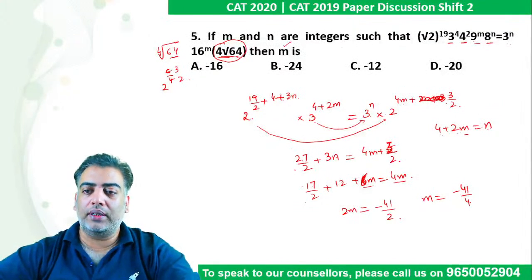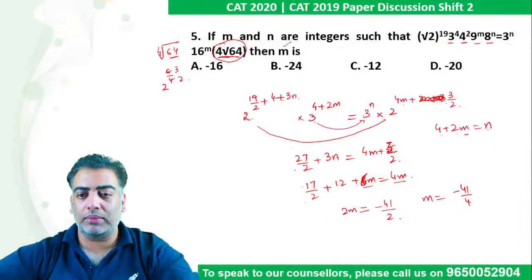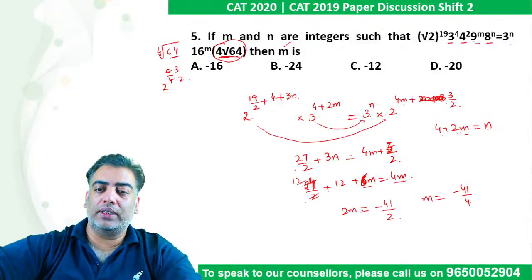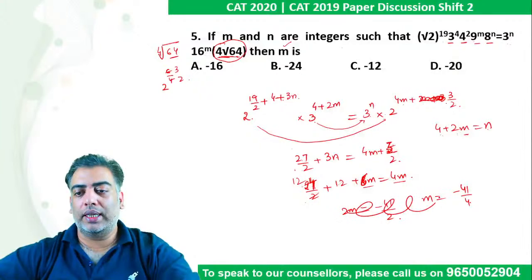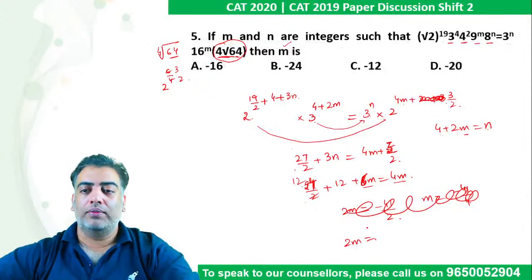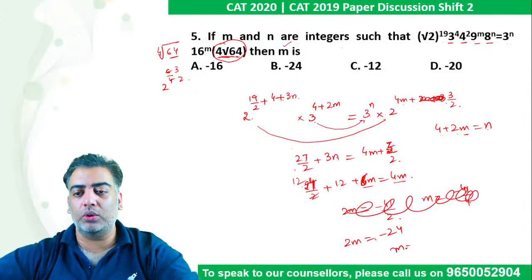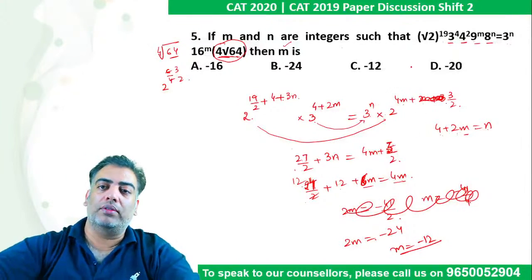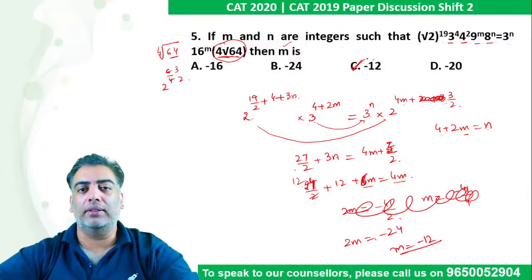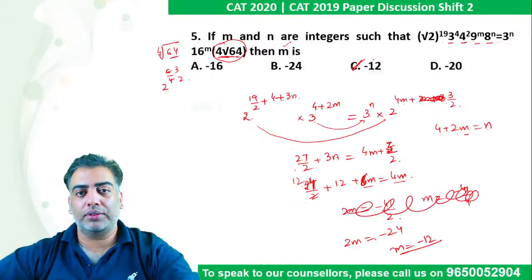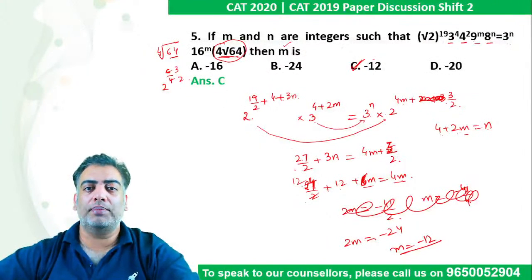So 27 by 2 minus 3 by 2 comes out to be 24 by 2. Right? Which in itself is equivalent to 12. So then in that case, 6m minus 4m is 2m, which is equivalent to 12 plus 12, 24 with a negative sign. So m comes out to be minus 12. So the right answer option is C. Okay, so let's move on to the next question. So there was a misprint.